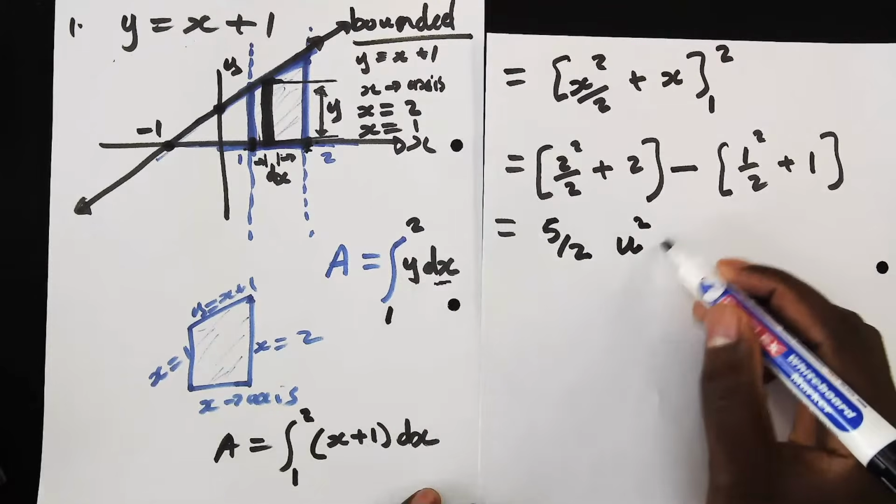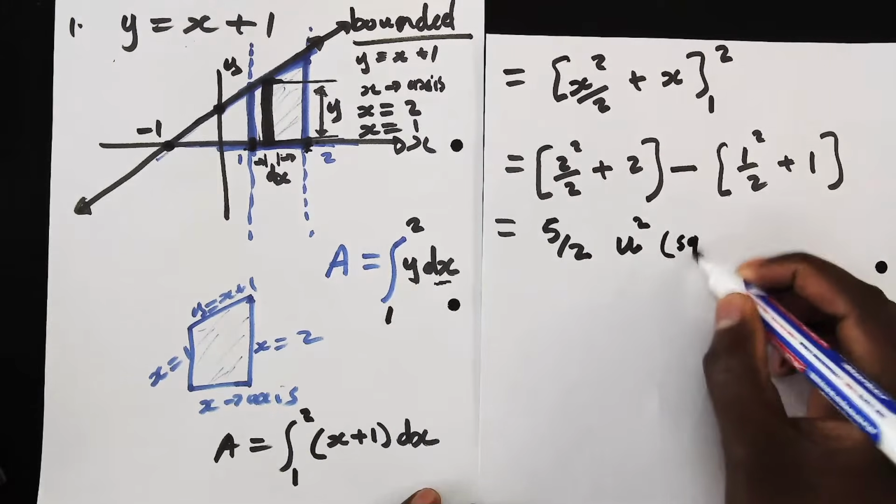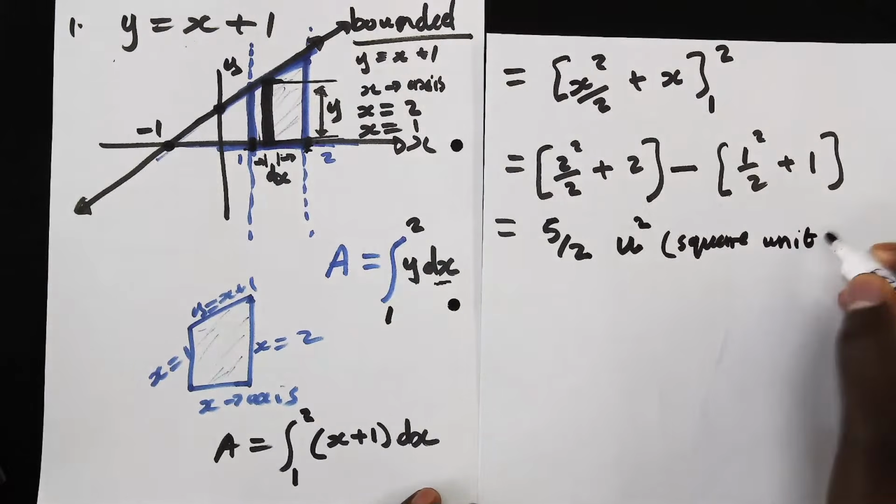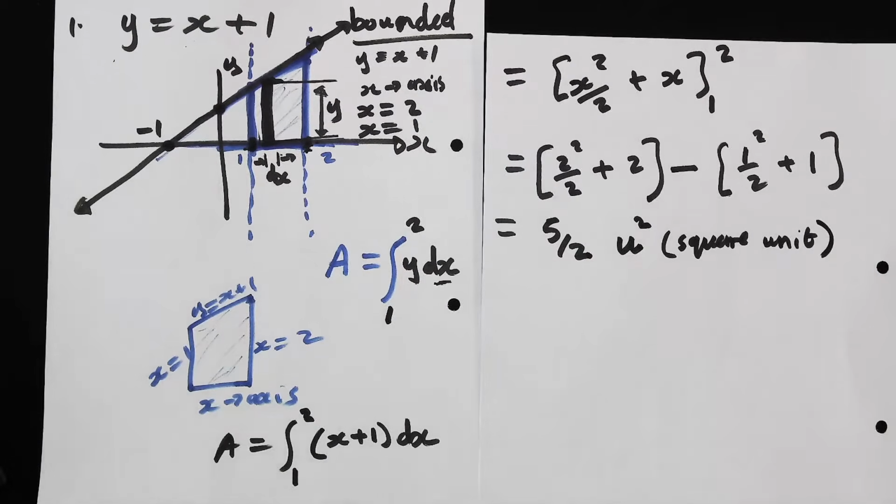Like, these are units, no? We can write it in full: square units. Or u squared. Or you can represent this as 2.5 u squared or square units.